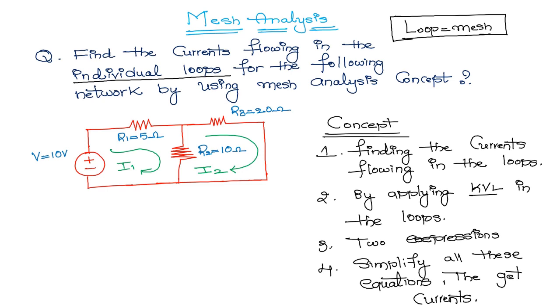This is the procedure we need to follow to get the unknown currents flowing in the loops. Now we are going to solve one problem, and the problem we have taken here, we need to consider and get the solution by using this procedure. Clear? So again I am drawing the same network here.